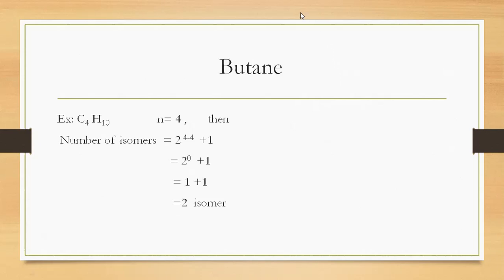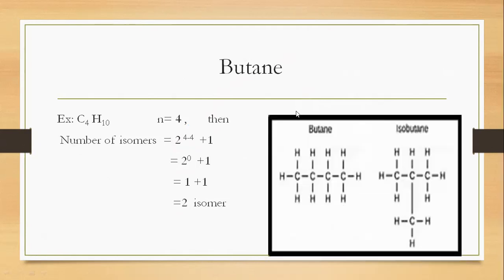And what is happening here? See here, 2 to the power 4 minus 4, which is equal to 2 to the power 0. Now anything to the power 0 is 1. So 1 plus 1 is equal to 2 isomers possible for this. Yes or no? Just see that.